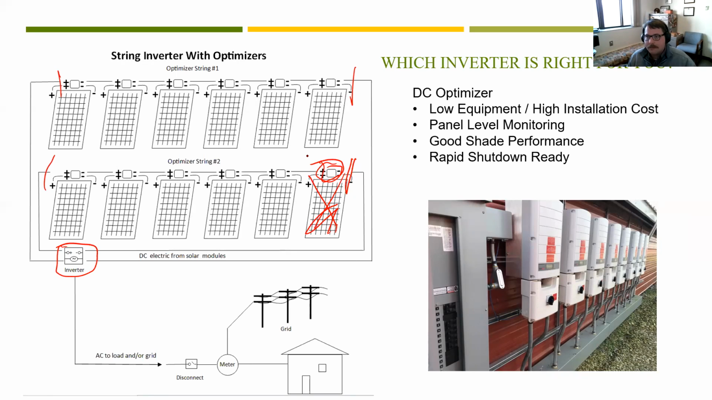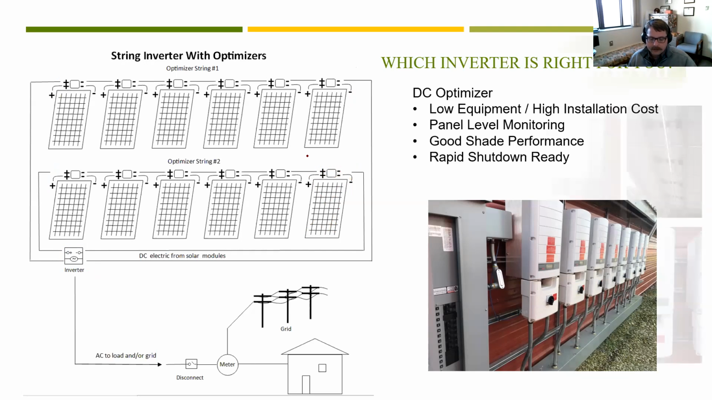So those are the three different types of inverter systems, and which one works for you really depends on what type of system you have. Is it roof mounted? Is it ground mounted? What kind of shading do you have? Things like that.